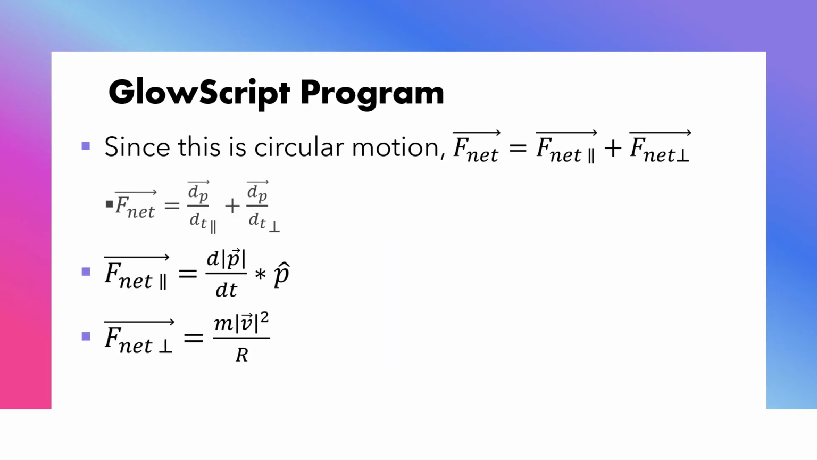This model is of circular motion. We know F-net equals the sum of F-net parallel and F-net perpendicular. F-net parallel is equal to the magnitude of dp/dt times p hat, where p hat is the direction of the momentum. P hat is equal to the momentum divided by the magnitude of the momentum. F-net perpendicular for circular motion is equal to m times the magnitude of the velocity squared over r.